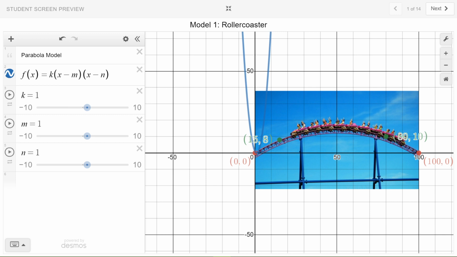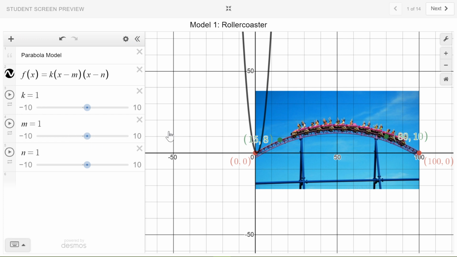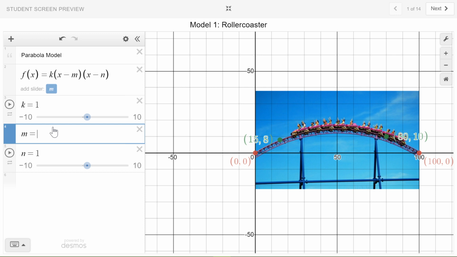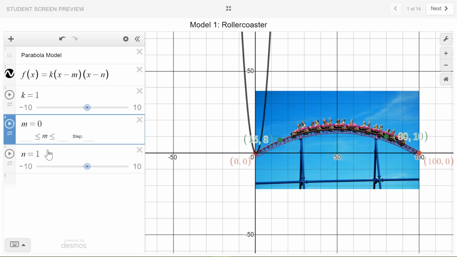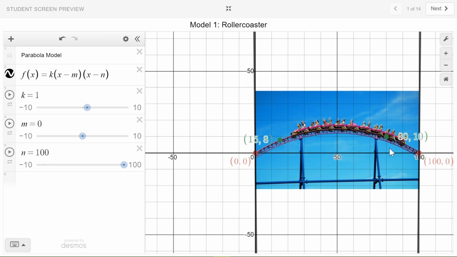Now for me, what's really important, because that's blue, I'm going to just change this to a nice solid black, because that is really important to me. I'm going to use m as 0 as one x-intercept, because this is just a model, and I'm going to use n as 100 as my other intercept, because that, to me, gives me the bounds of what I want.